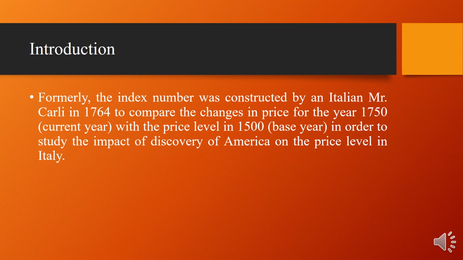Formerly, the index number was constructed by an Italian, Mr. Corley, in 1764 to compare the changes in the price for the year 1750, which was the current year, with the price level in 1500, which was the base year, in order to study the impact of the discovery of America on the price level in Italy. So this study was made to find out the impact of the discovery of America on the price level in the Italian market.